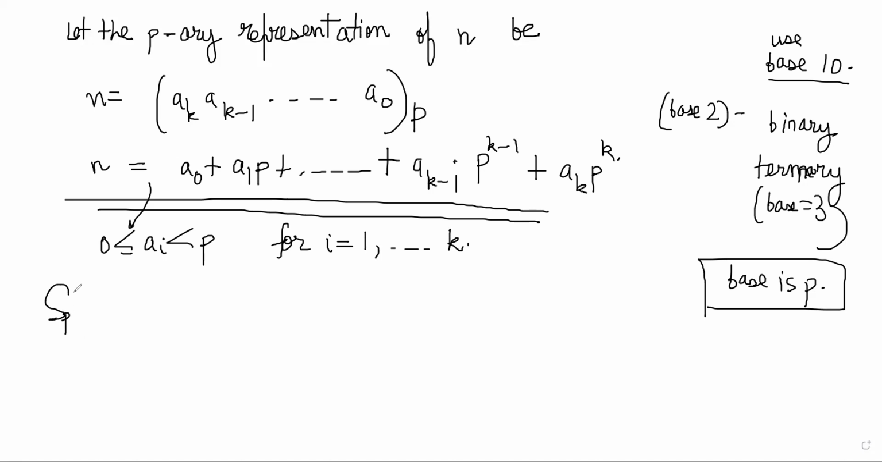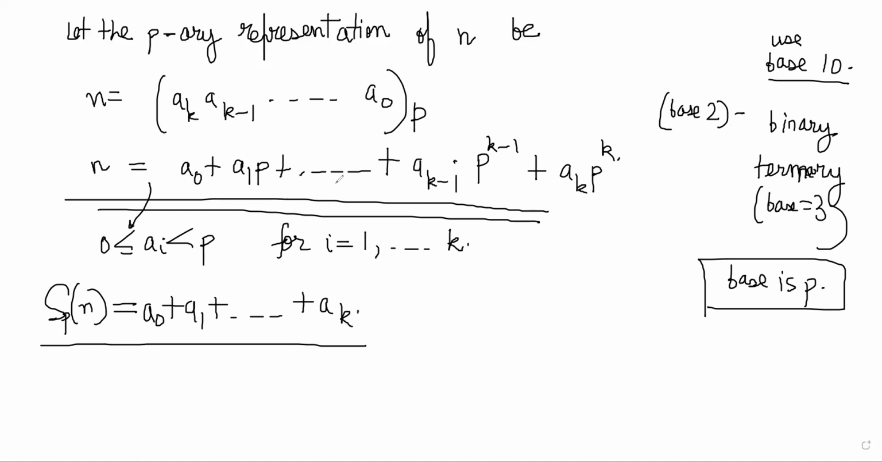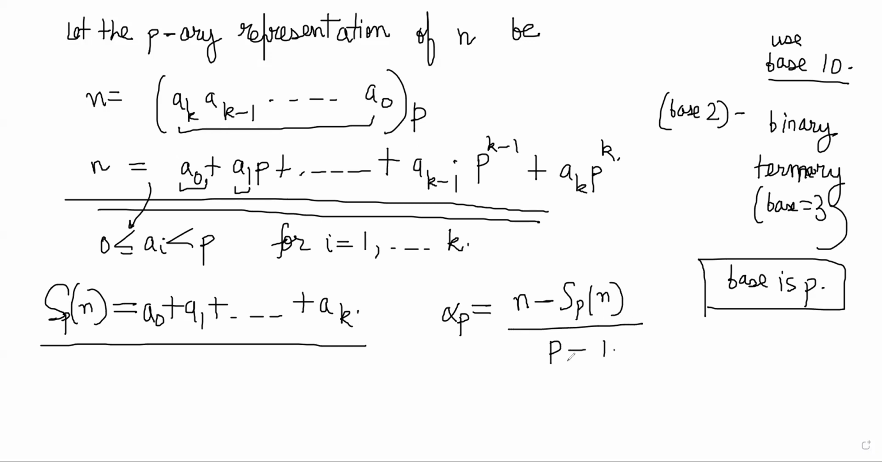Let S_p(n) be equal to a0 plus a1 plus up to ak, right? So this is the sum of the coefficients, or the sum of the numbers that appear in the p-ary representation of n. Now we can show, or we can prove, that alpha_p is equal to (n minus S_p(n)) by (p minus 1). Let's work out an example and see how this works, right?